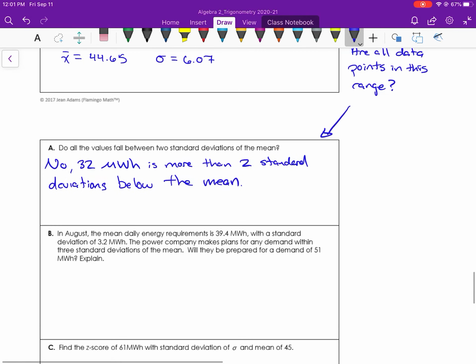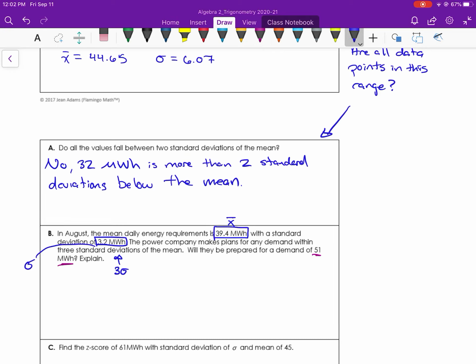All right, and then for part B, in August, the mean daily requirement is 39.4 megawatt hours. That's going to be my mean with a standard deviation of 3.2 megawatt hours, so this will be my sigma. The power company makes plans for any demand within 3 standard deviations, so that is 3 sigma of the mean. Will they be prepared for a demand of 51 megawatt hours?